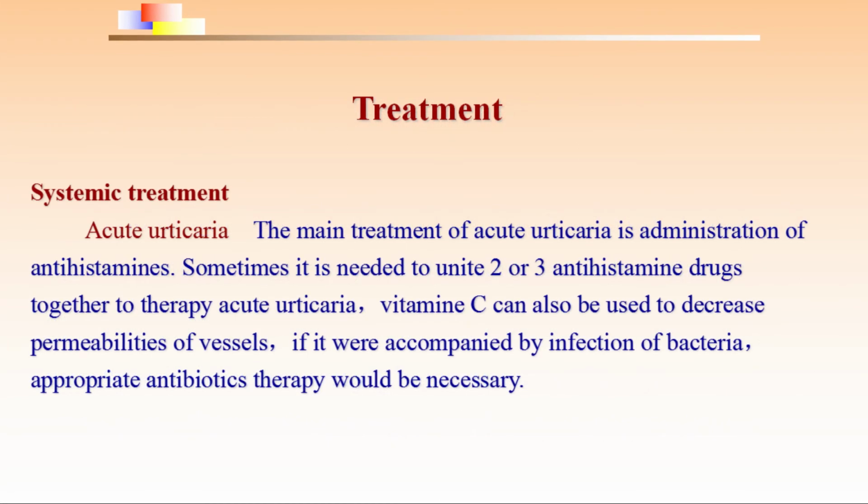Systemic treatment. Acute urticaria. The main treatment of acute urticaria is the administration of antihistamines. Sometimes it is needed to combine 2 or 3 antihistamine drugs together to treat acute urticaria. Vitamin C can also be used to decrease the permeability of vessels. If it is accompanied by a bacterial infection, appropriate antibiotic therapy is necessary.